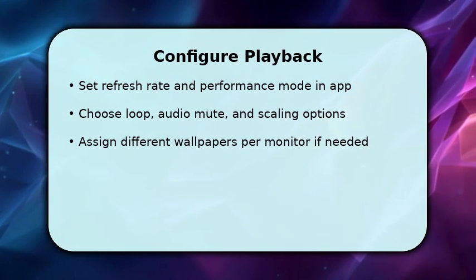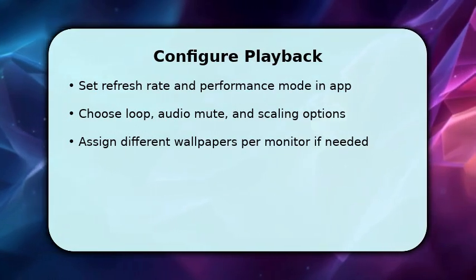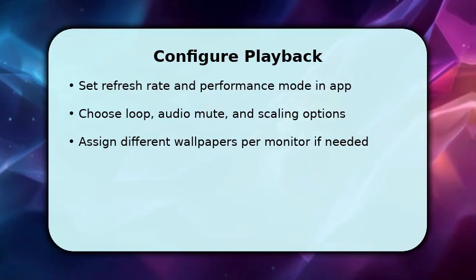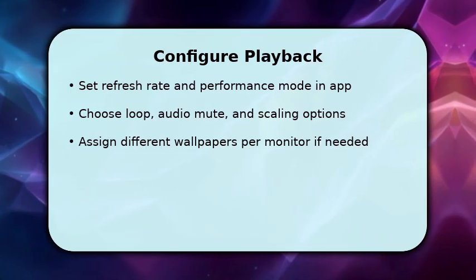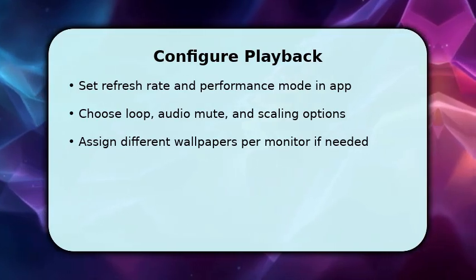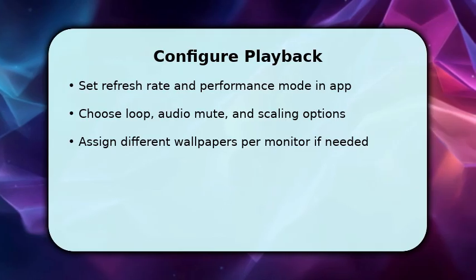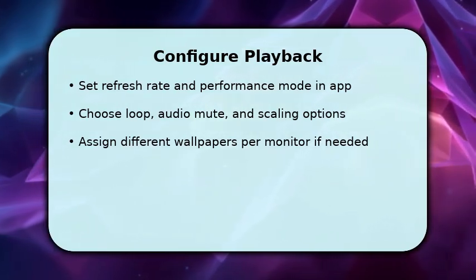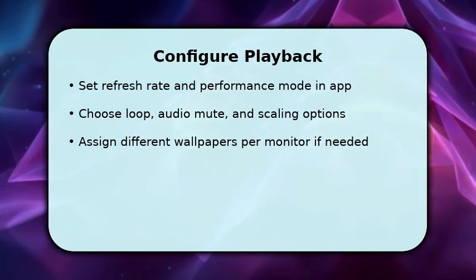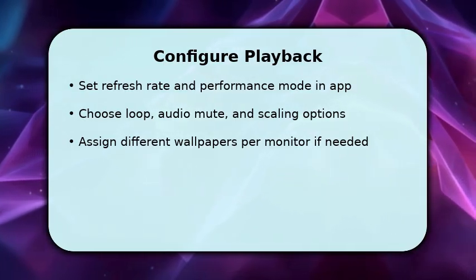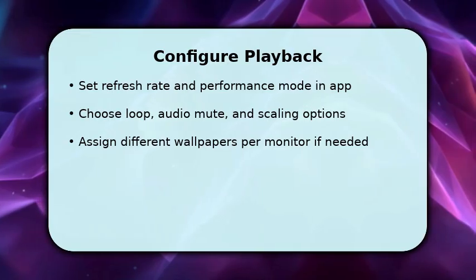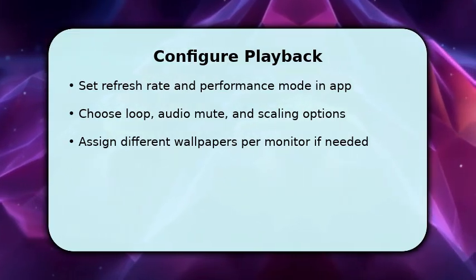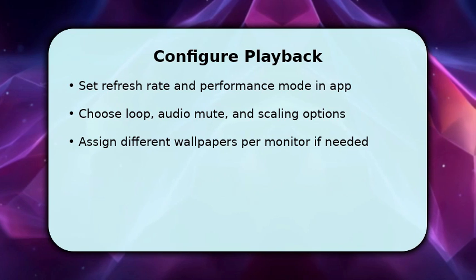Once the app recognizes your file, configure playback for stability. Set performance mode or frame cap, choose loop and mute audio if you don't want sound, and pick scaling that keeps aspect ratio without stretching. Make sure the refresh rate matches your monitor to prevent stutter. You can assign a different wallpaper to each monitor from the same interface. This helps when monitors have different resolutions. These steps reduce CPU/GPU load and keep the wallpaper smooth while you work or game.